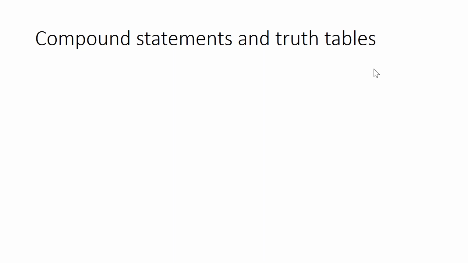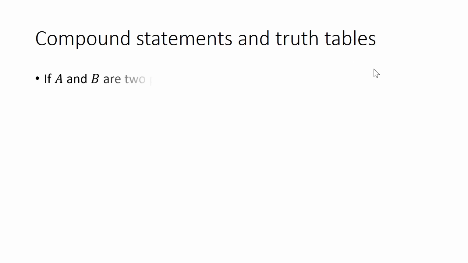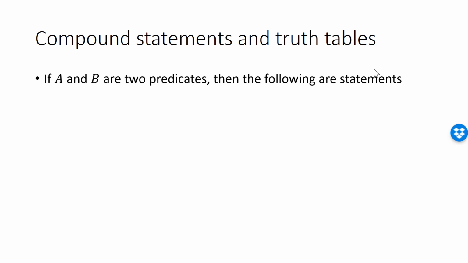Before watching this lecture, you should know the definition of a statement, a predicate, and an implication. Remember, an implication is a statement in the form if A, then B, which we typically write as A implies B. Here, A, the hypothesis, and B, the conclusion, are predicates, sentences with a free variable that becomes a statement when the variable is replaced by a specific value.